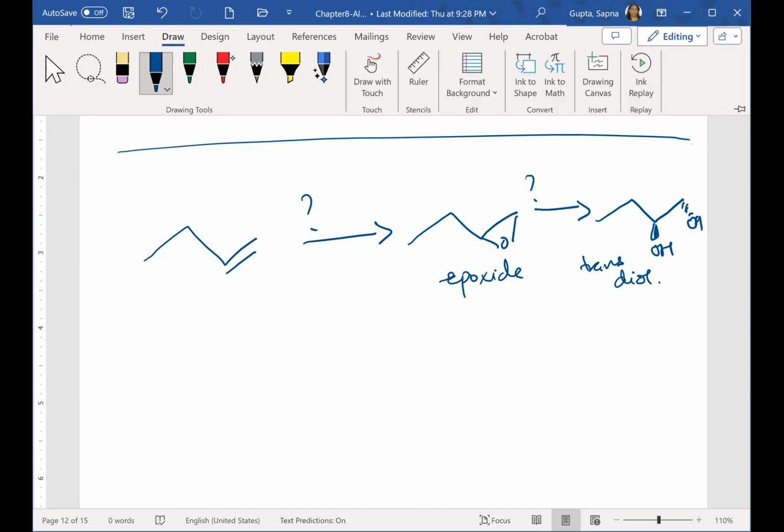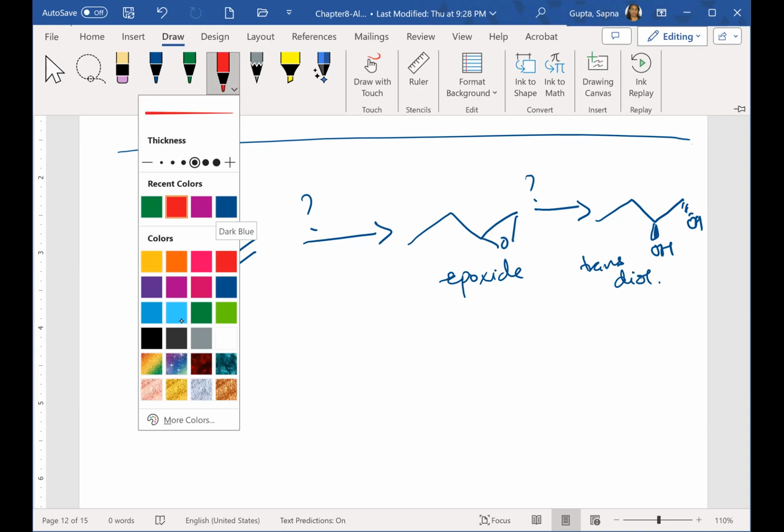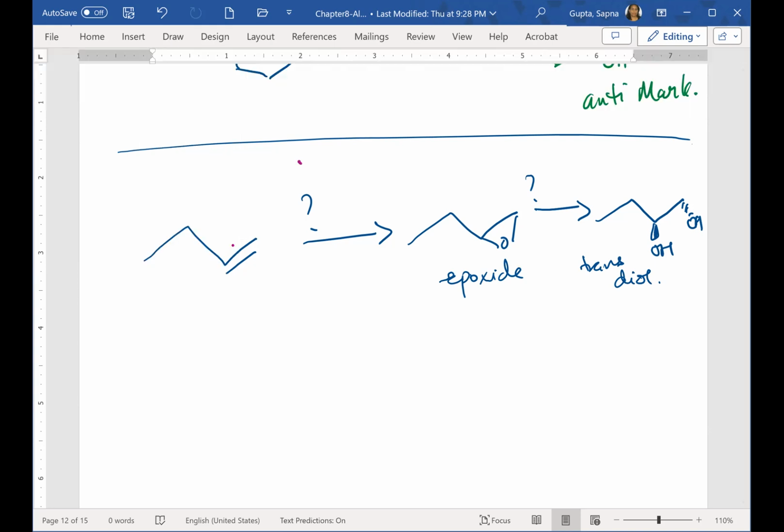So now for the answers, MCPBA, it's the perbenzoic acid for the first one. And the next one then is hydrolysis. That's it.